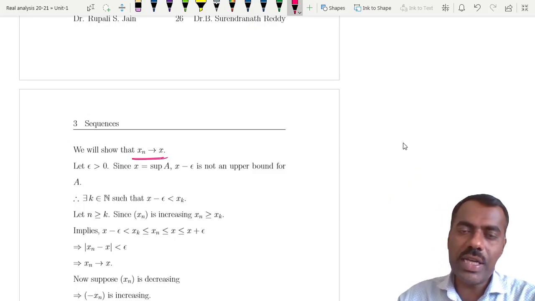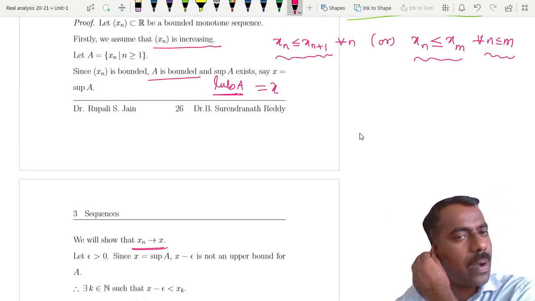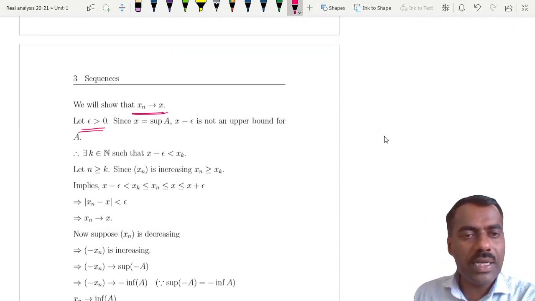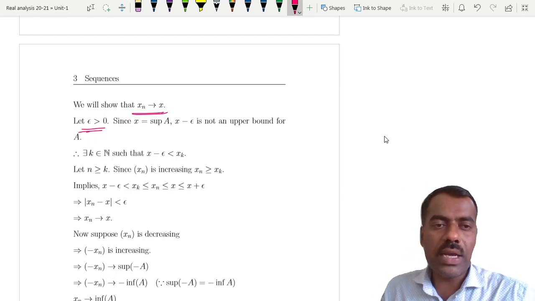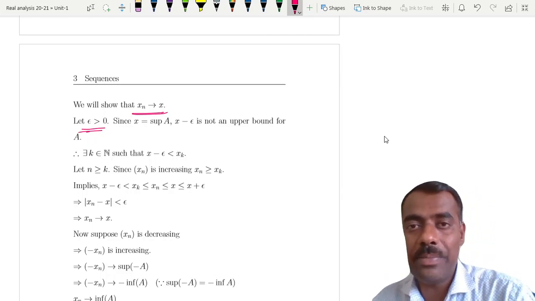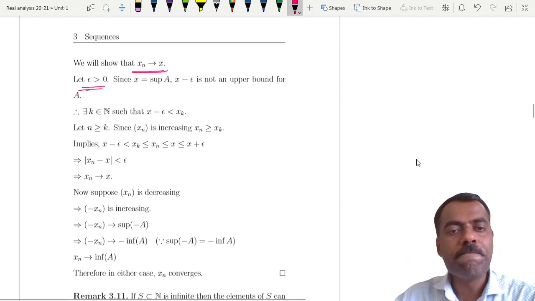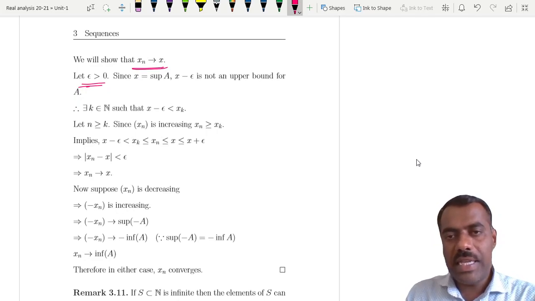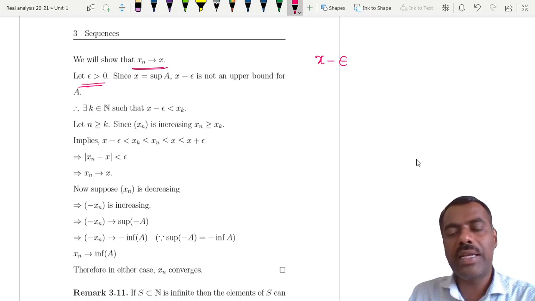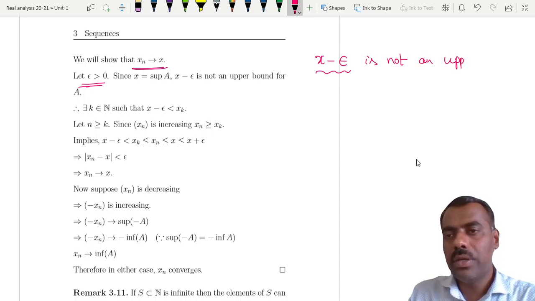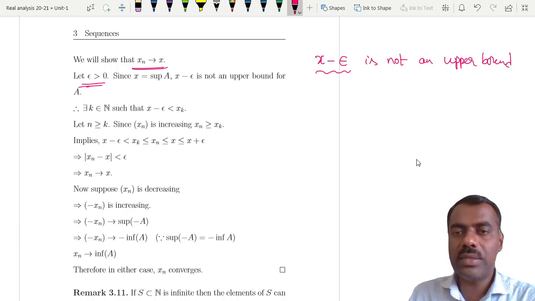If we want to show that Xn converges to X, the least upper bound, how do we prove something converges? Take any epsilon, and we want to find some stage, a natural number, after which all these Xn's are close to X within this epsilon. We have already seen that X is the least upper bound. What is meant by saying X is a least upper bound? If you remove any positive value from it, then it is not an upper bound. We use that fact here.